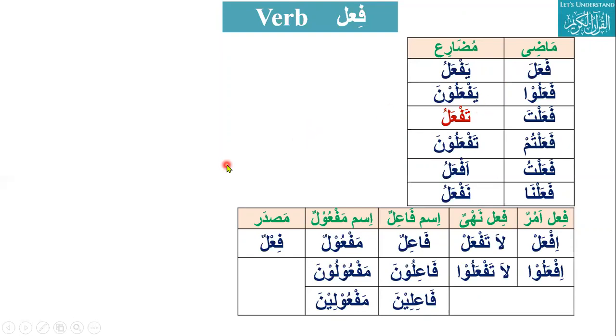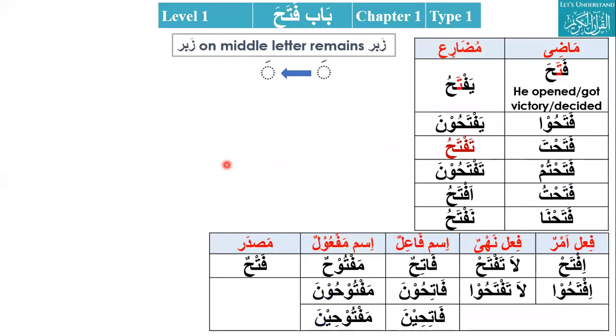So today, inshallah, we are going to start Bab Fataha of level 1. The verbs in chapter or level 1 have been divided into 6 different categories. So today we are going to learn Bab Fataha. In this chapter, the main indication is that the second letter in this Madi word has a Fataha or Zabar, and this Zabar remains Zabar on the same letter in Mudare, like Fataha Yaftahu.